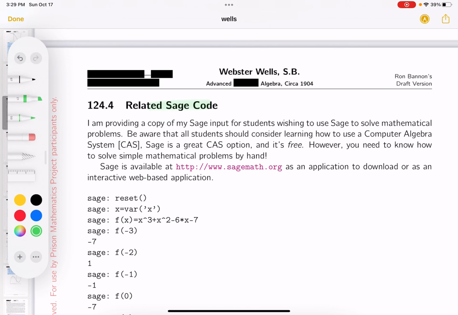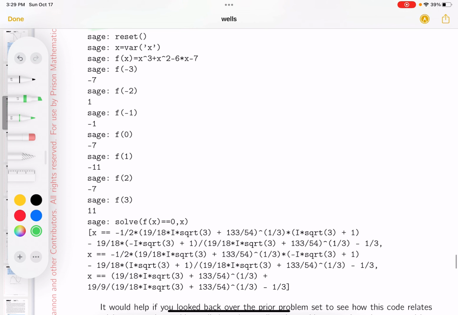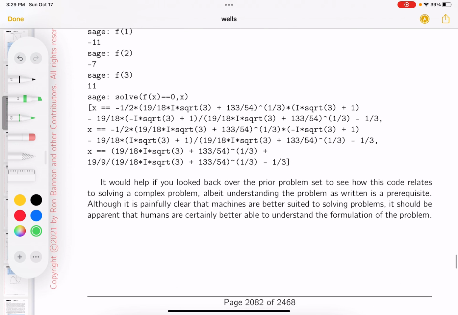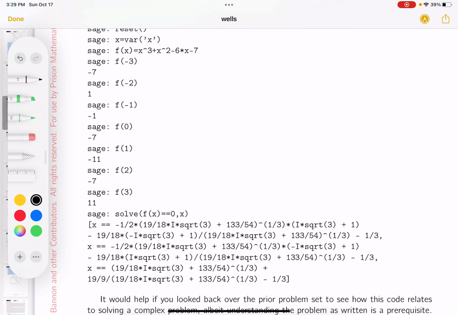Eventually we get to Sage. What's Sage? It's a computer algebra system. It's open source. Go to this website. Either download it or interact with the web-based application. And you can see me playing around with Sage as far as evaluating functions, maybe finding roots, things like that. It's not bad. What's the intention over here? Not for you to use Sage, but for you to get busy with the hand work.